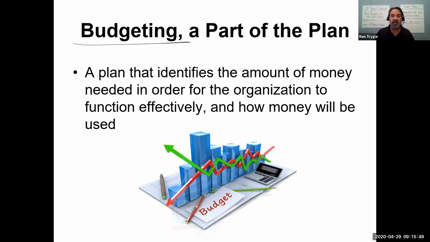Budgeting is, in effect, a plan that identifies the amount of resources or money needed in order for the organization to function effectively, and how that money will be allocated, used, appropriated, those types of things would fit here. So budgets can be a part of the plan. A budget can be a part of the controlling. Budget can be a part of directing. All of that. It can fit in different places.